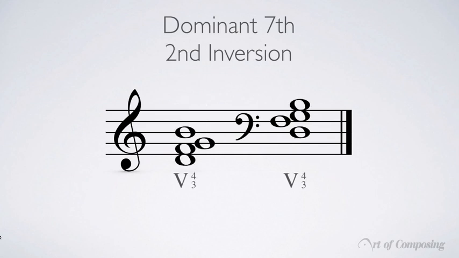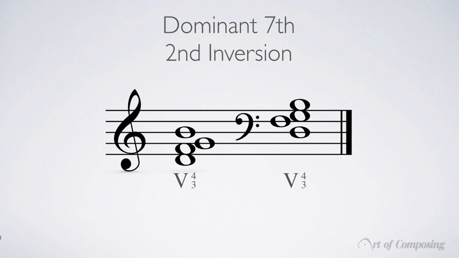Now the second inversion has the 5th in the bass and is written as a 4 over 3. So this tells us that you've got the D in the bass, then you've got an F, which is a third above it, and then you've got the G, which is a fourth above that. And then the B is just assumed. Once again, we don't like to write three numbers.